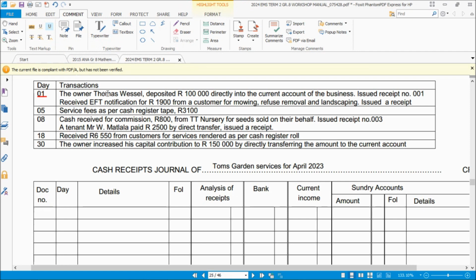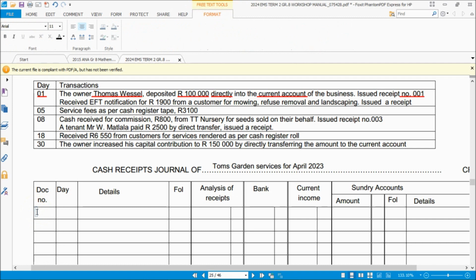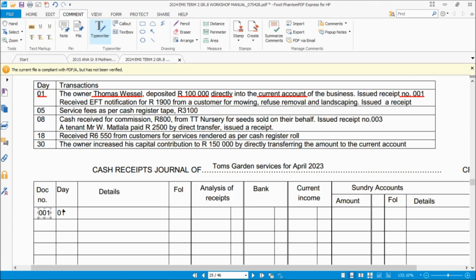Let's go to our first transaction. It says the owner Thomas Vessel, so I'm going to highlight important detail. Deposited 100,000 Rand directly into the account of the business. So it's a direct payment into the current account of the business. Issued receipt 01. Alright, I'm not going to read my second transaction. Let's do the first one first. So the document number is 001. I'm going to enter 001 here. I'm going to have a day 01 or 1, the first, it's fine.